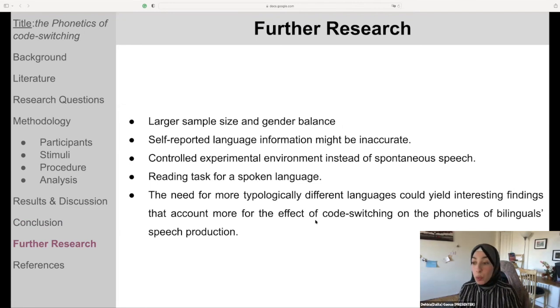With the hope to take this research to further investigation, it would be interesting to look at the sample size. We hope to recruit more participants and create gender balance. For self-reported language information, we thought that systematic tests would show a different pattern. And of course, test the same questions in spontaneous speech. For the reading task, maybe we could change something. It's also important for further research to focus on typologically different languages.